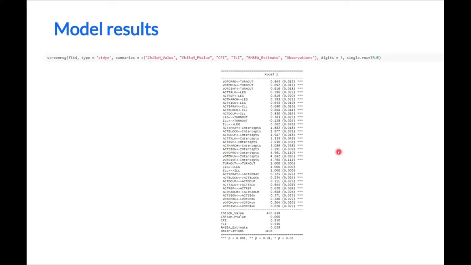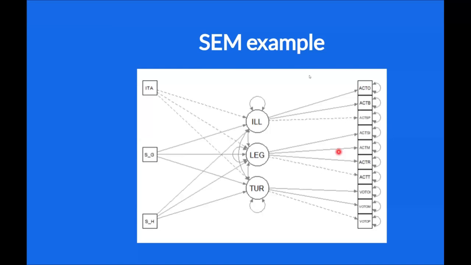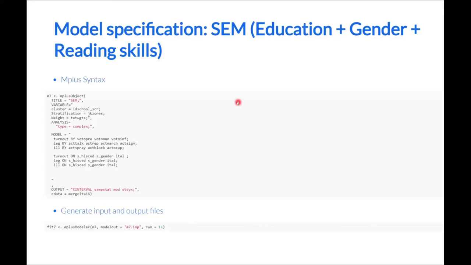And the second example is just an extension of the same model. We will use the same model, and we will explain the three types of participation by reading skills, gender, and education of parents. We estimate the model the same way: just create an Mplus input file, generate the input and output files, and run the estimations.